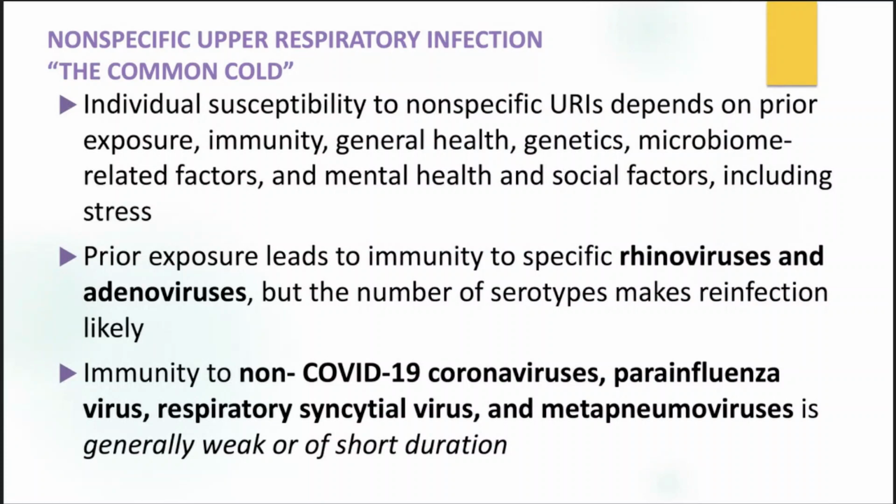So prior exposure leads to immunity to specific rhinoviruses and adenoviruses, but the number of serotypes makes reinfection likely. You know, just like in COVID infection, no? So reinfection is common, or it does occur. Immunity to non-COVID-19 coronaviruses, parainfluenza virus, respiratory syncytial virus, and metapneumovirus is generally weak or short in duration.